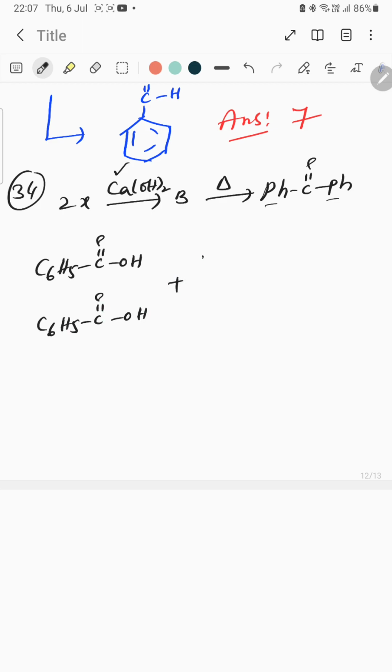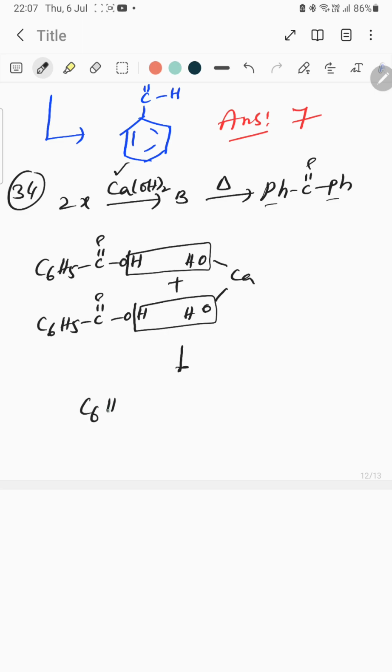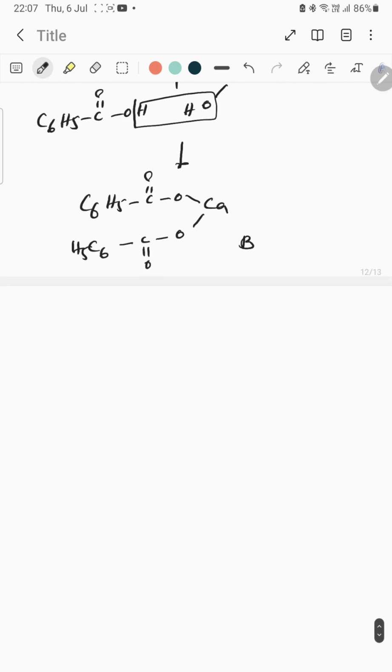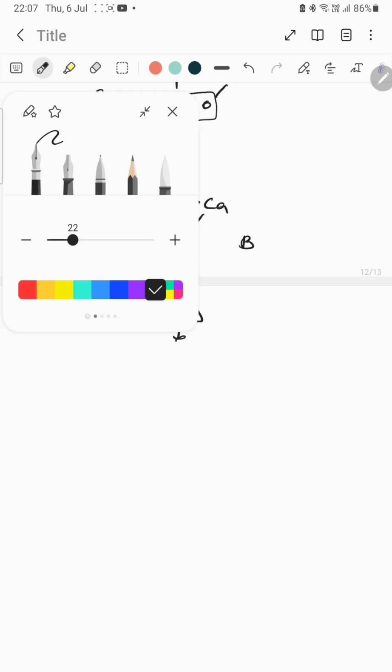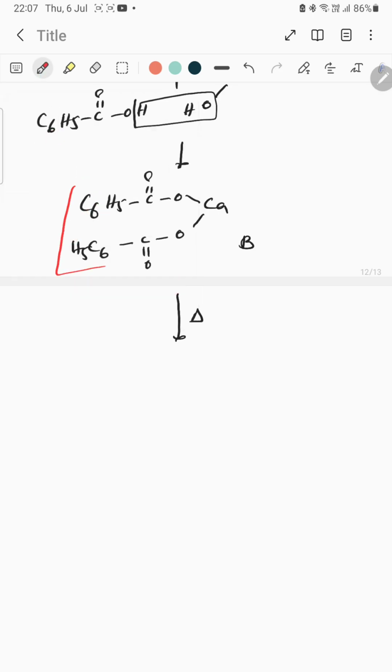It reacts with calcium hydroxide. From here HOH will be formed. We get C6H5 C double bond O Ca O C double bond O C6H5. This is B. Upon heating, calcium salts upon distillation give this product, and along with the product, CaCO3: C6H5 C double bond O C6H5 plus CaCO3.